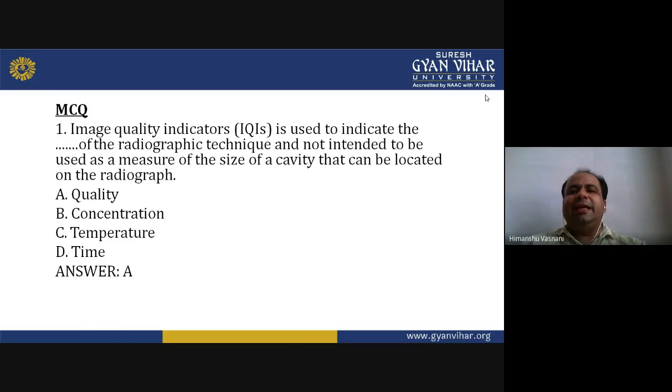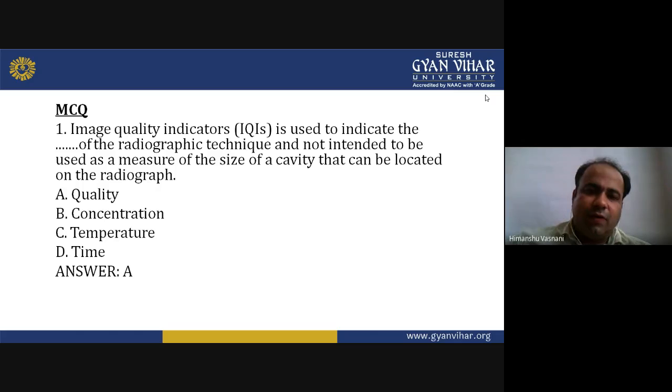Now, image quality indicators are used to indicate the quality of the radiographic technique and are not intended to be used as a measure of the size of a cavity that can be located on a radiograph. So what is the blank here? It is quality. This IQI is used to indicate the quality of a radiographic technique.